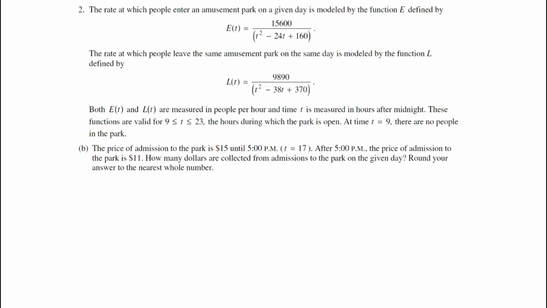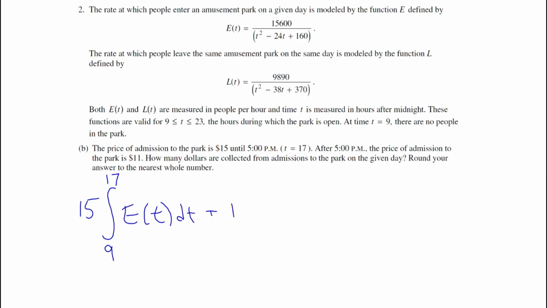In part B, it says the price of admission to the park is $15 until 5 p.m. And after that, they drop the price to $11. And so we want to know how much money, how many dollars are collected from admissions to the park on the day. And so, all we're going to do is integrate E of t, again from 9 to 17, and multiply that by 15 because that's how much it costs to get into the park on that time interval.